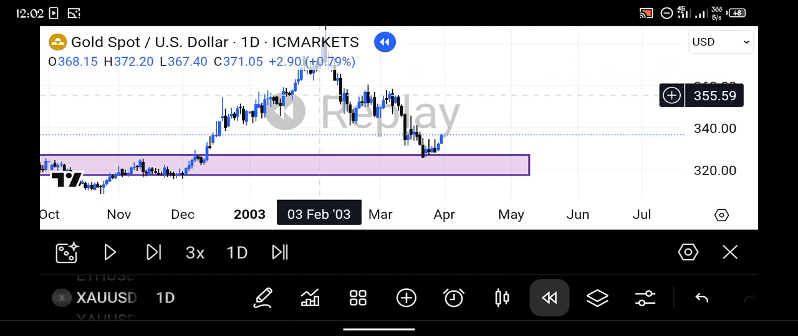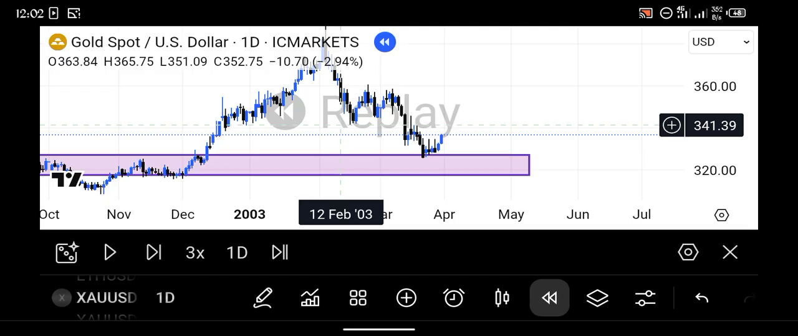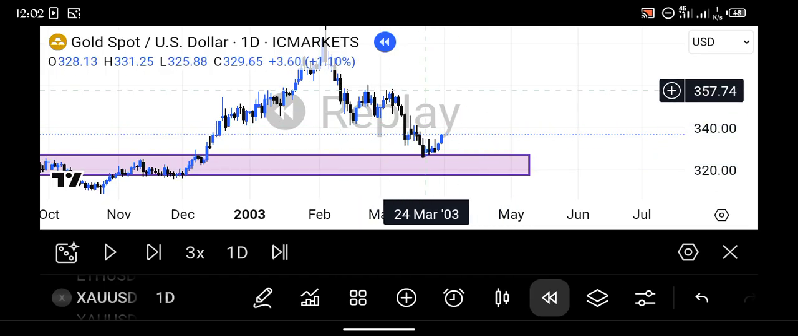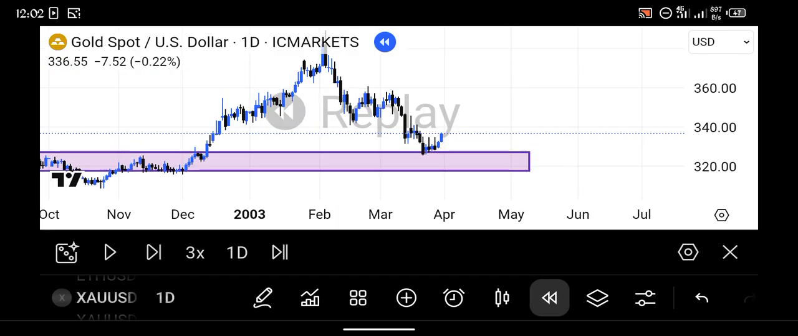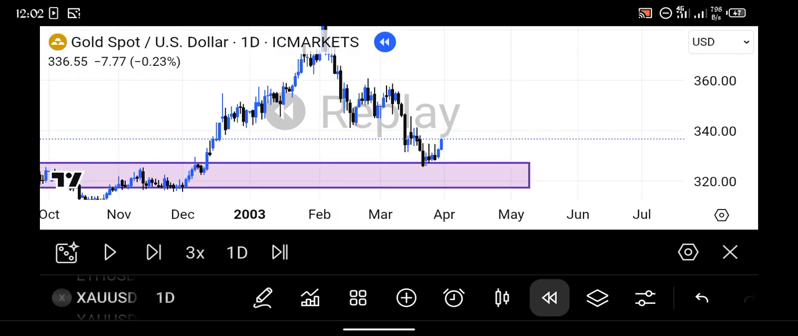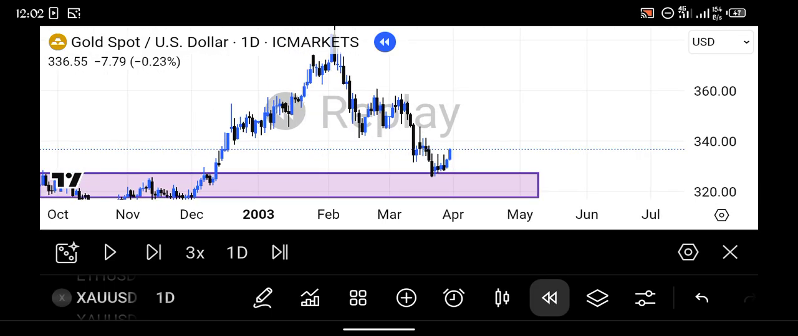So now, since it is in this zone, we can consider taking a trade from here, targeting all these highs. Do you get my point? Watch this video carefully. As a trader, you should also have a target. So our target now is all these highs here. That is our target.